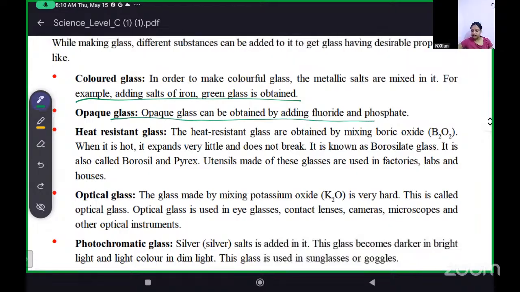Then there is another glass called heat resistant glass. It is obtained by mixing boric oxide. When it is hot, it expands very little and does not break. It is known as borosilicate glass. It is also called borosil or Pyrex. Utensils made of these glasses are used in factories, labs, and houses.